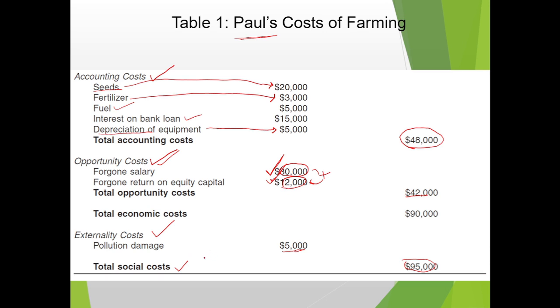As you can see how we have calculated the total cost. We have taken $48,000, which is our accounting cost, plus $42,000, which is our opportunity cost, plus $5,000, which is our externality cost. So this is the total cost, $95,000.